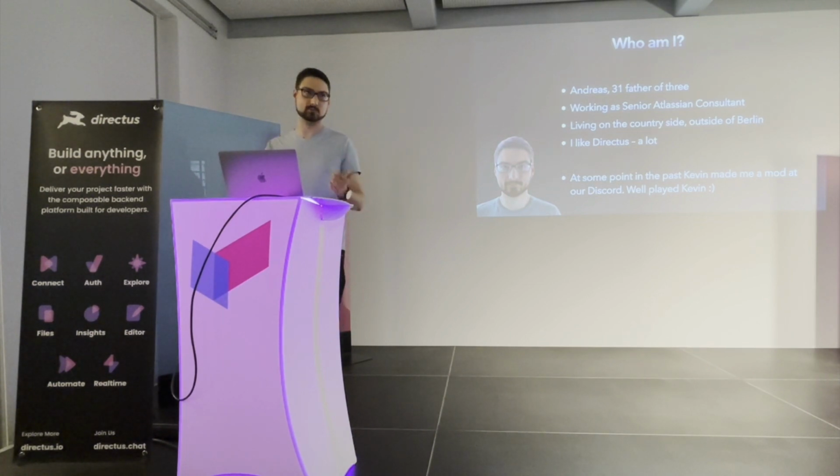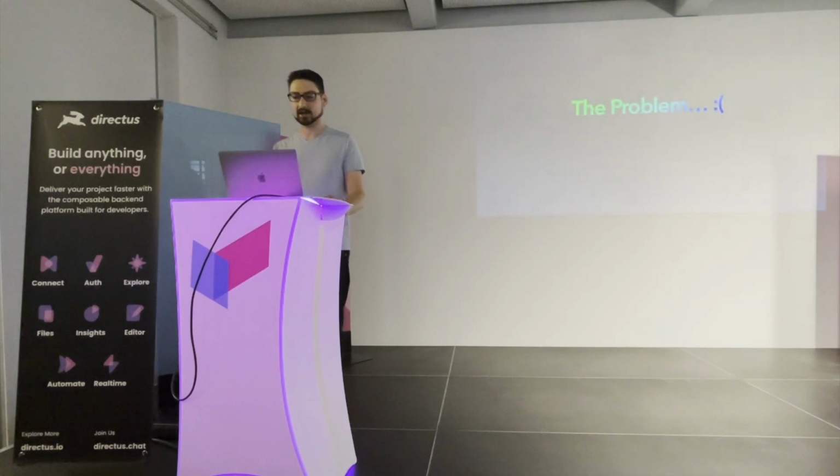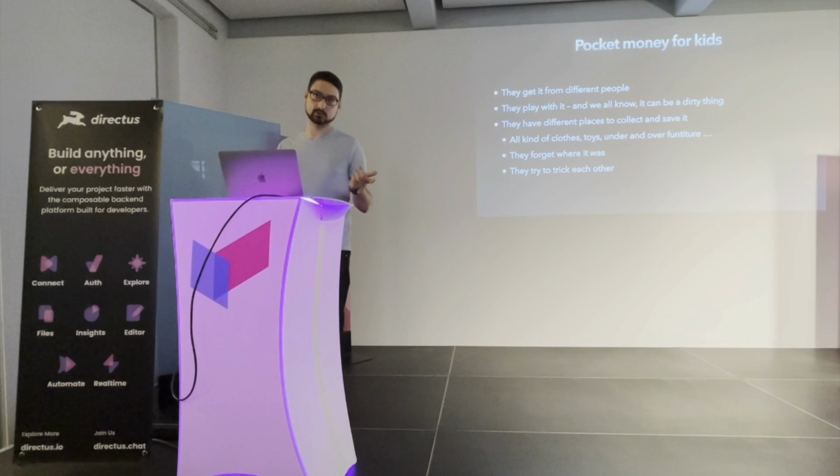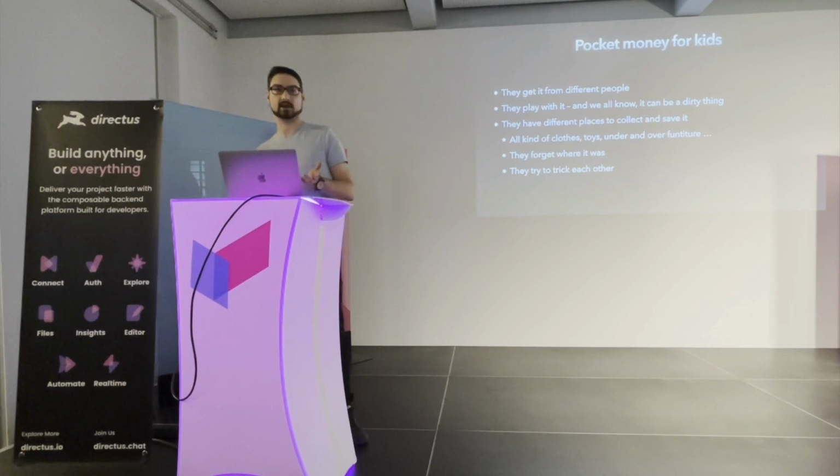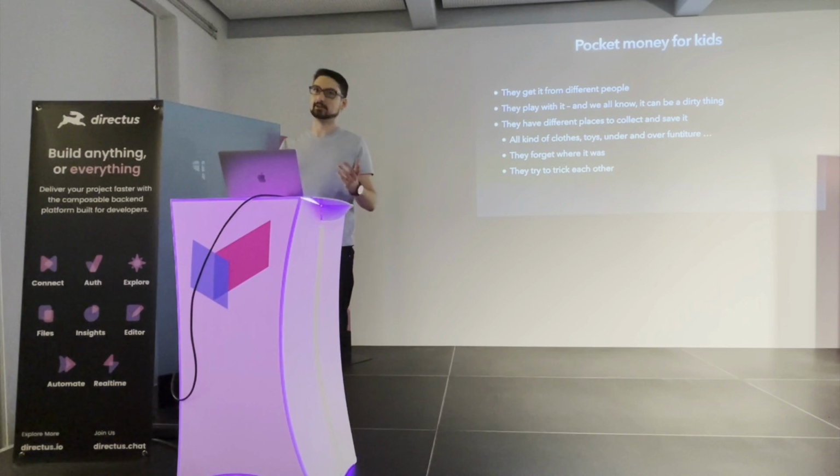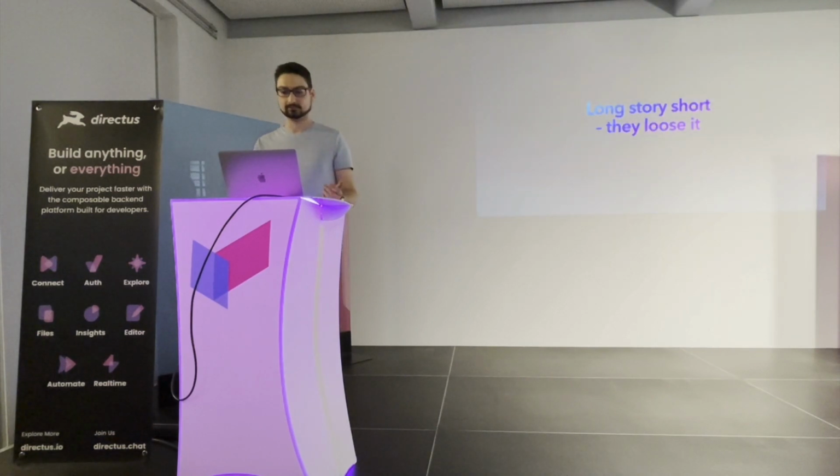Today I will talk about one project I'm using Directus for. So what was the problem? I have two children, or three. Two of them get pocket money already. They get it from different people, from the grandparents, from us, from aunts, uncles, and so on. And they just play around with it. It's dirty. They stick it all over the rooms and so on. And also they try to steal it from each other. And so in the end, they lose it.